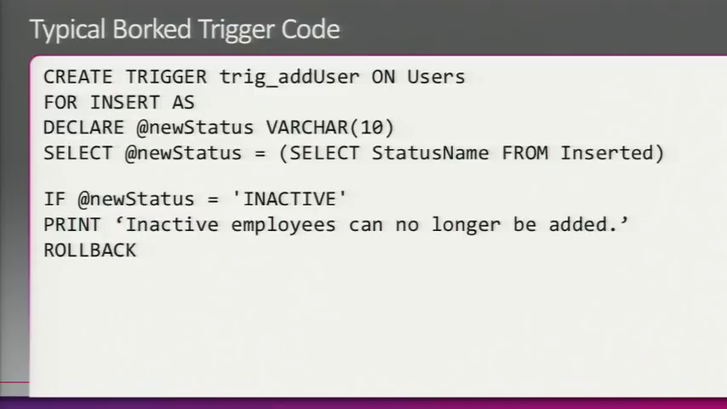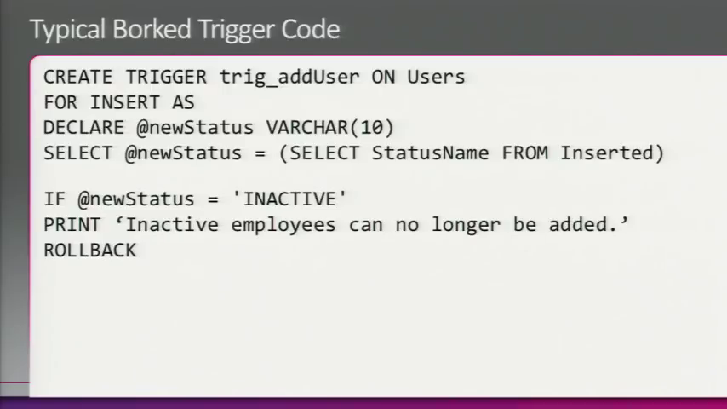So the problem that he pointed out is when I say select status name from inserted, I have no clue which inserted record I'm going to get. I see people write triggers like this that they're thinking one record gets inserted at a time. There's a web app that just goes and inserts a new user because we got a new person hired. And I want to say if that user is inactive, I want to roll them straight back. I don't want to allow that to happen.